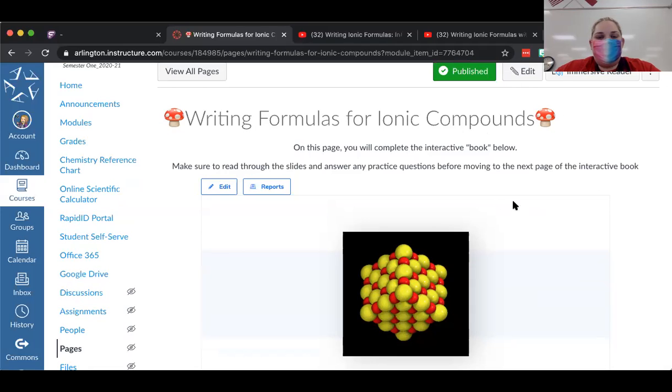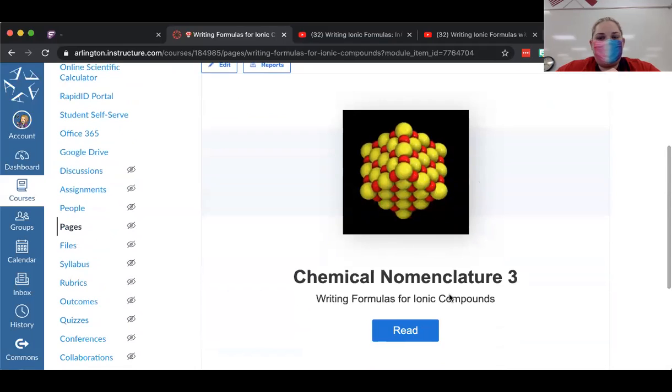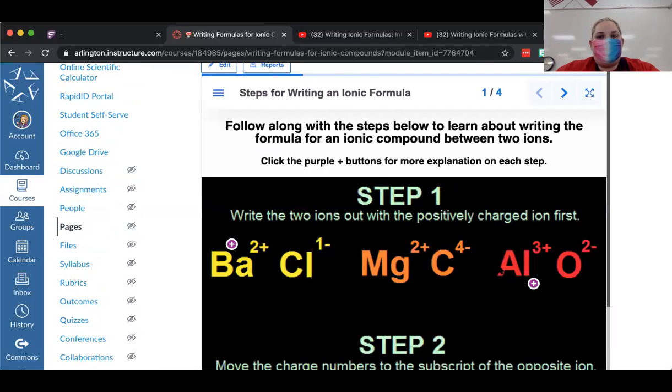So your lesson today, it's writing formulas for ionic compounds. So you have your little interactive lesson here. I'm calling it chemical nomenclature 3 because remember I told you guys that nomenclature is like the fancy word for naming systems, or how do you write names and formulas of things. So chemical nomenclature, and this is number 3 because this is our 3rd day. So today we're focusing on writing formulas for the ionic compounds.